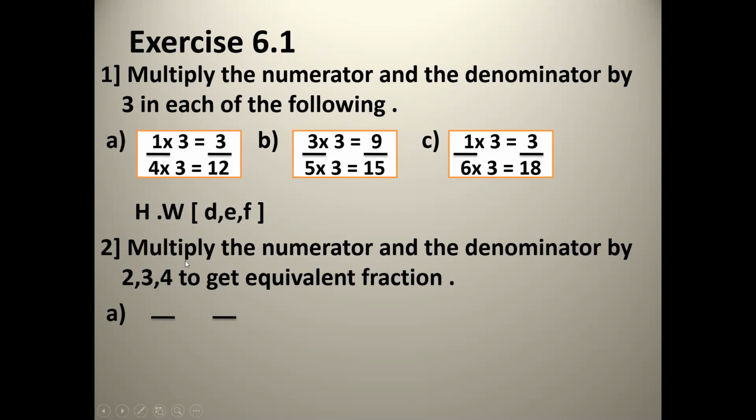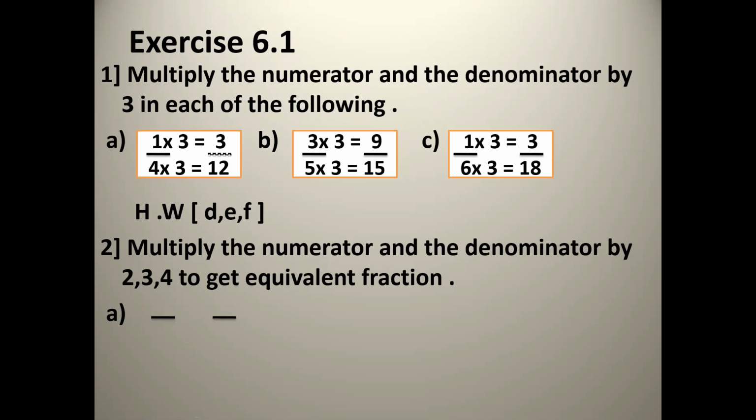Now question number 2, multiply the numerator and denominator by 2, 3, 4 to get equivalent fraction. He asks you to multiply numerator and denominator first into 2, second into 3, third into 4. So if we multiply the numerator into 2 and denominator into 2, the answer here, 1 by 2, it is 2, 5 by 2, it is 10.